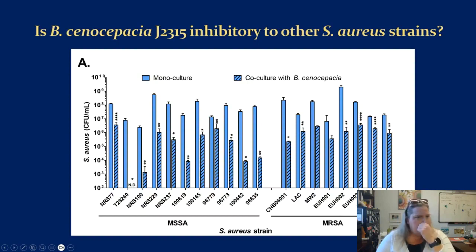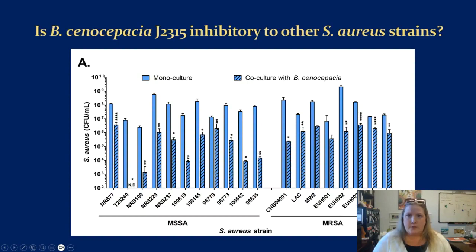So we've been using a single clinical isolate of Burkholderia cenocepacia and testing it against a single clinical isolate of Staph aureus. And then the question is, is this effect conserved across both species? So we first asked, is this particular isolate, which is an epidemic isolate from CF clinics, inhibitory to other Staph aureus clinical strains?